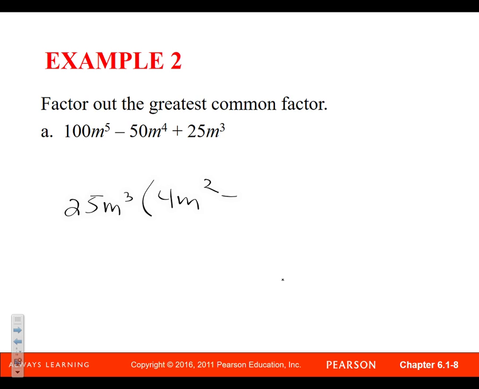Okay, what was left behind for the middle term? Negative 2m. Oh, wait a minute. Don't they have 2's in common? Well, I have to wait for the last one, right? Because they all have to have it in common. So if I took 25m to the third, whoa, wait a minute. Do I put a 0 there then? Nothing? You can't put a 0 there. That would make that a 1. There's technically a 1 here.